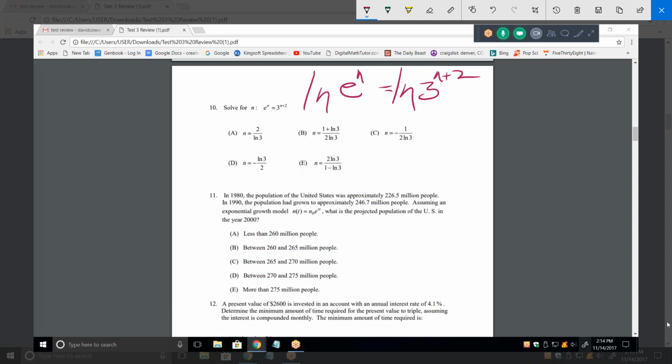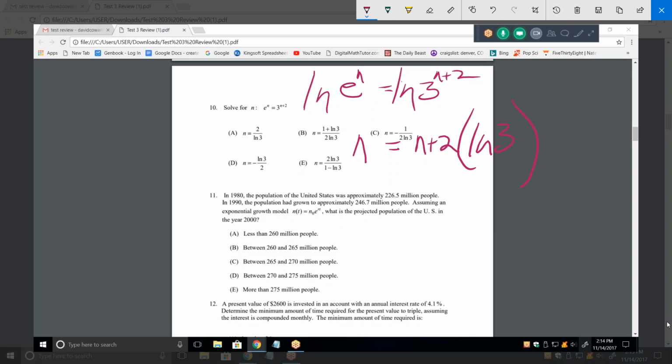So what's the left side turn into? Just n, because natural log of e is 1. What's the right side turn into? n plus 2 times the natural log of 3. Now, we're trying to solve for n. Well, what's our next step algebraically?